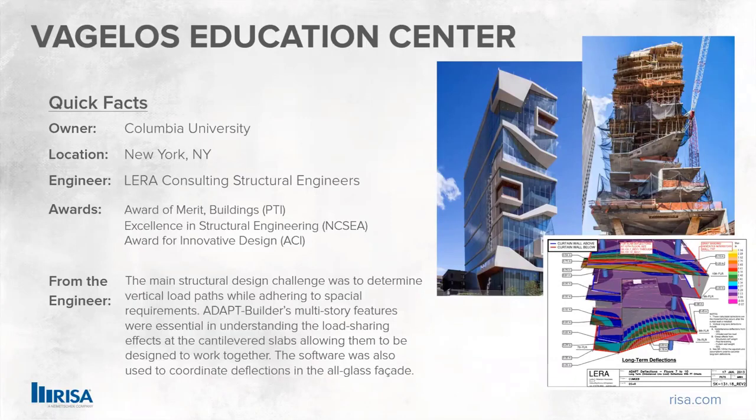The main structural challenge was to determine vertical load paths while adhering to spatial requirements. Adapt Builder's multi-story features were essential in understanding the load sharing effects at the cantilevered slabs, allowing them to be designed to work together. The software was also used to coordinate deflections in the all-glass facade. In fact, the picture in the lower right shows some of the Adapt Builder output that was used for this deflection coordination.